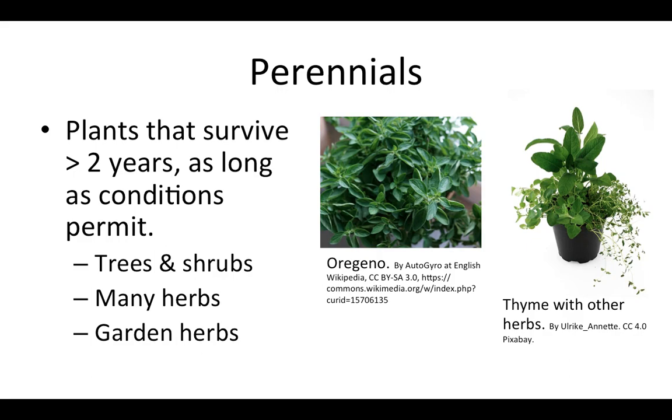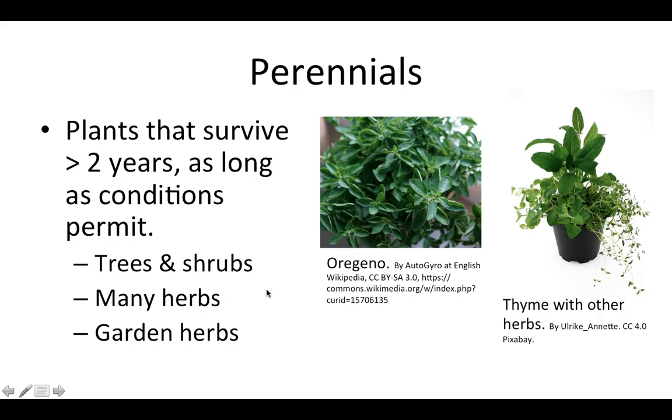A third strategy is being perennial. So perennials are going to be plants that survive for more than 2 years as long as conditions permit. So if they survive for more than 2 years, many of these will live for 3 or 5 or sometimes hundreds or even longer years. This is going to include, in the way we're defining it here, trees and shrubs, as well as many garden herbs and many other herbaceous plants. We'll talk about what we mean by garden herbs and other herbs later in this lecture.